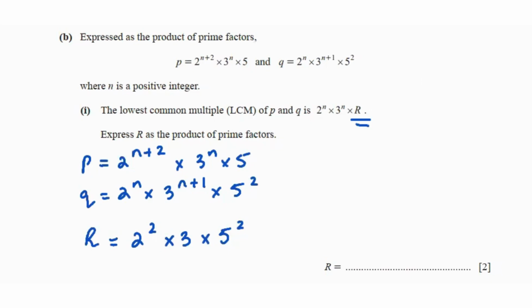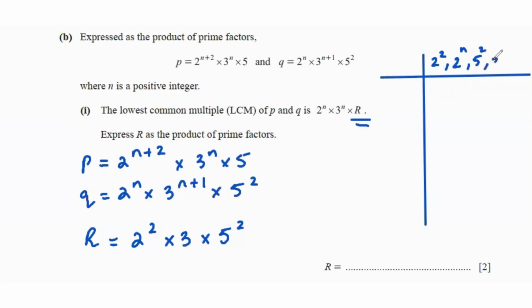How did we get that? Basically, if you write it like this, I'm going to split this into different terms. 2 square, 2 to the power of n, 5 square, then we have 3 to the power of n, and we have 3. Okay. So that's going to be 2 square comes as it is.